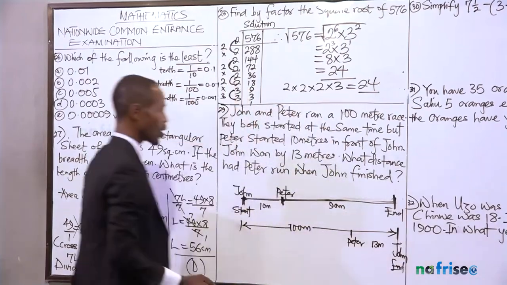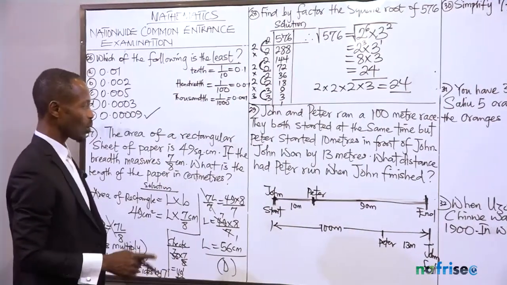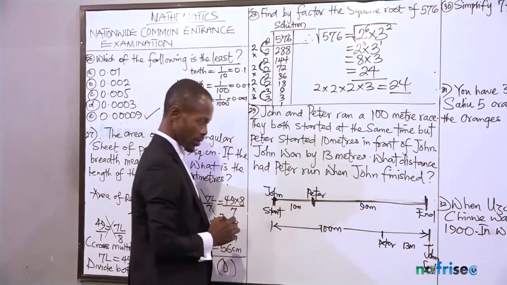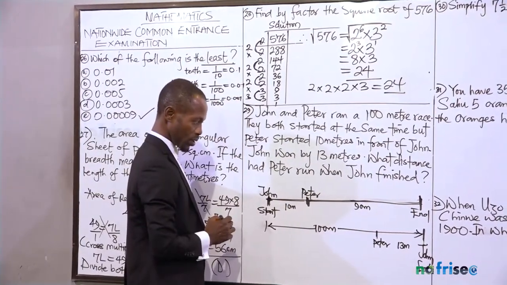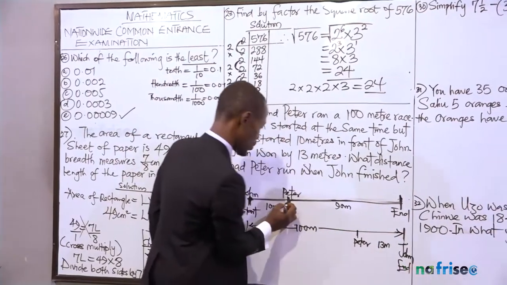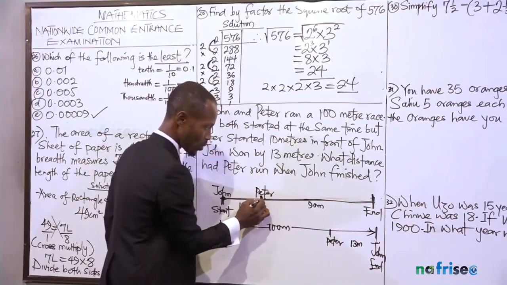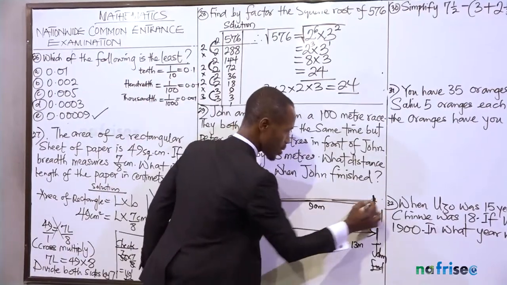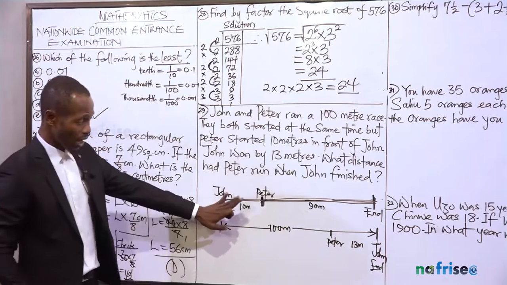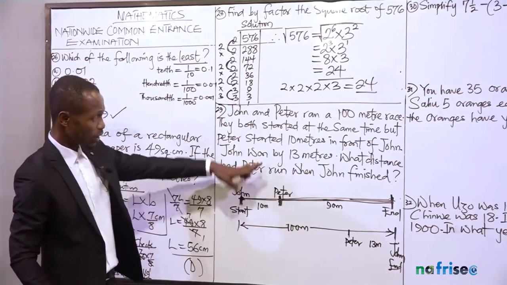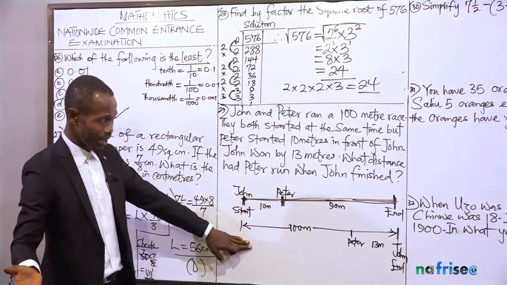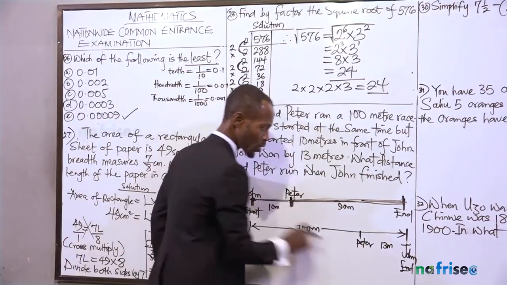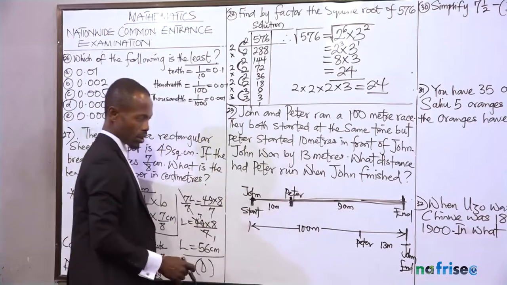Now the question is this: what distance had Peter run when John finished? If Peter was here already 10, are you listening? And you know you have 90 between Peter and the end of the race. Please, it's very simple. You just draw the diagram, you will get it. If you don't draw the diagram, you might not find it easy to get. For Peter to get to the end of the race is 90 meters.